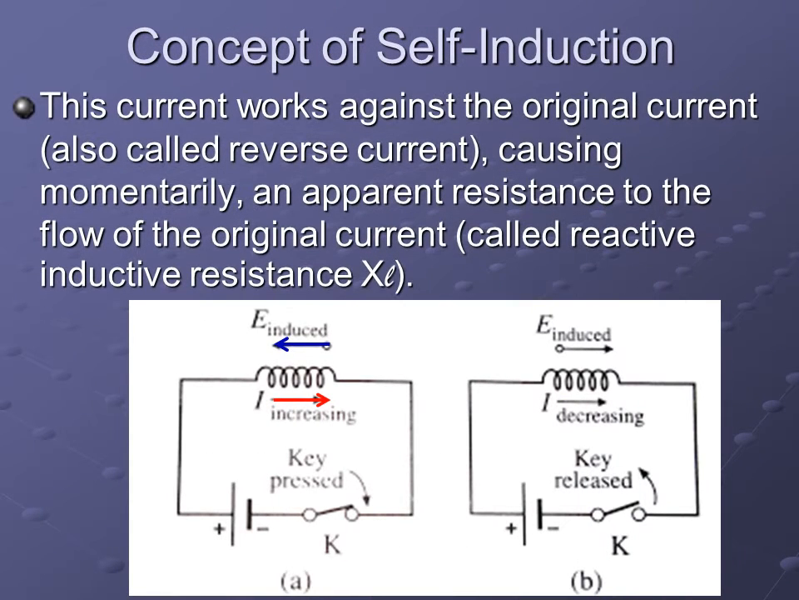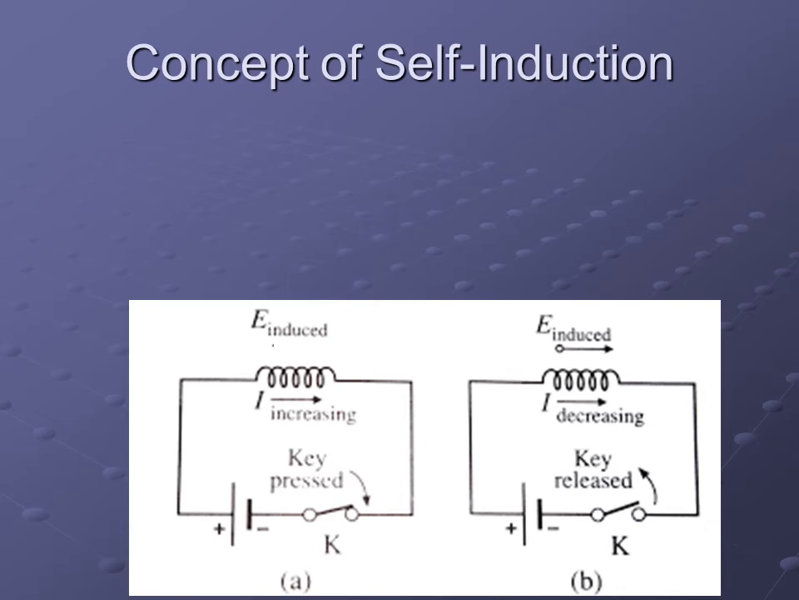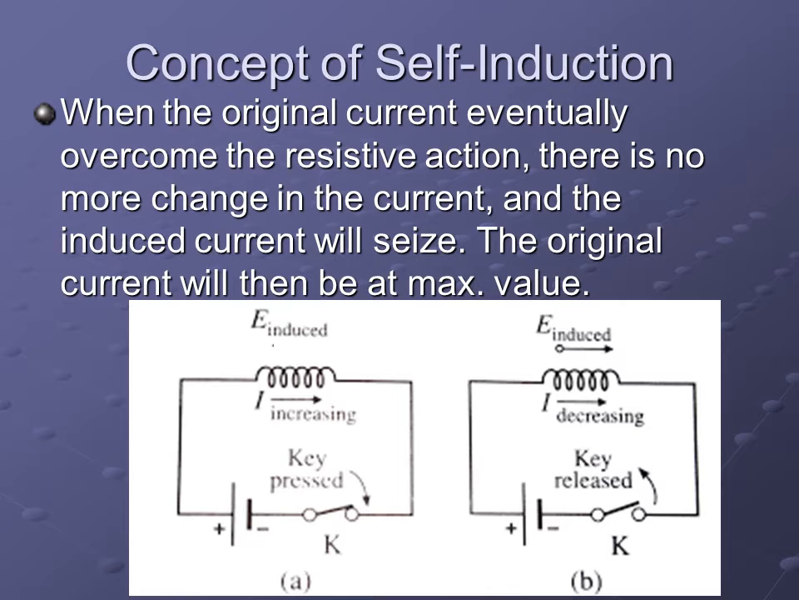This current works against the original current, also called reverse current, causing momentarily an apparent resistance to the flow of the original current, called reactive inductive resistance, XL, measured in ohms. Concept of self-induction. When the original current eventually overcomes the resistive action, there is no more change in the current, and the induced current will cease. The original current will then be at maximum value.